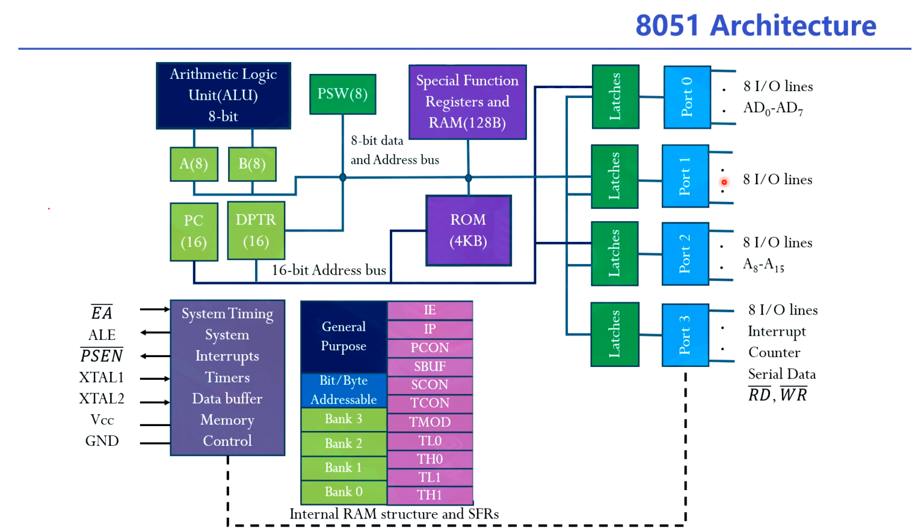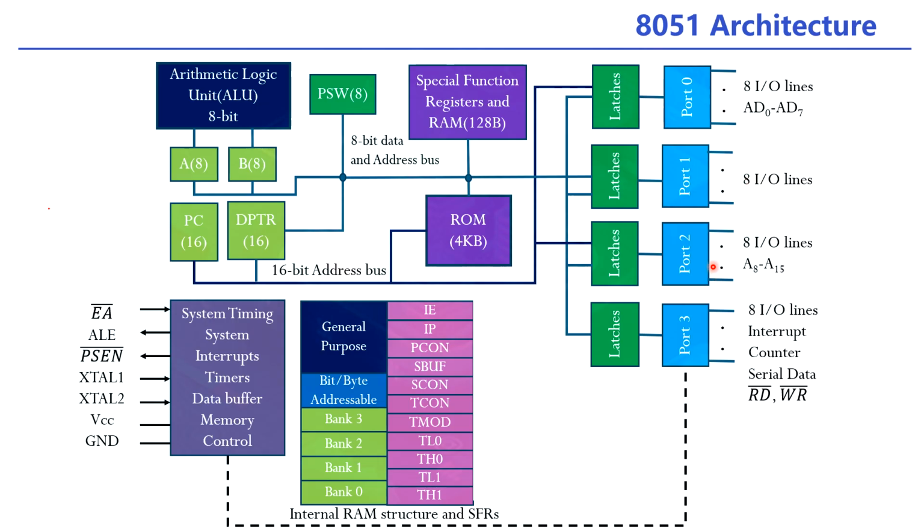And next, coming to port 1, it is having only a single function in both the standalone mode and extended mode. It is used as general purpose IO only. General purpose IO means you can connect any input or output devices.